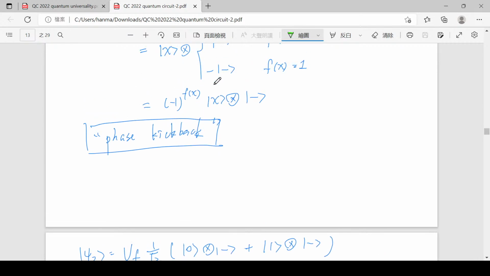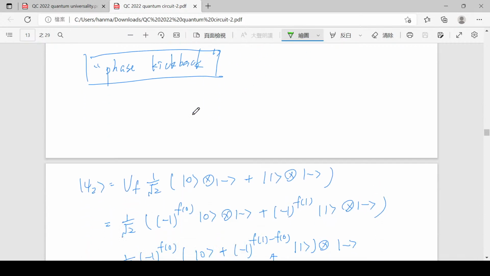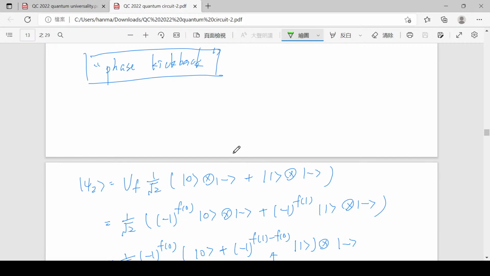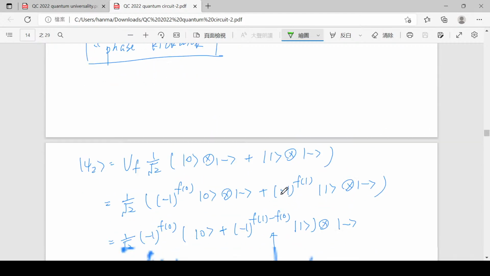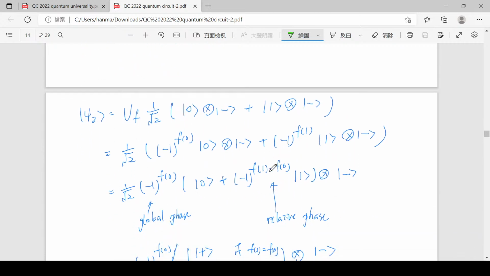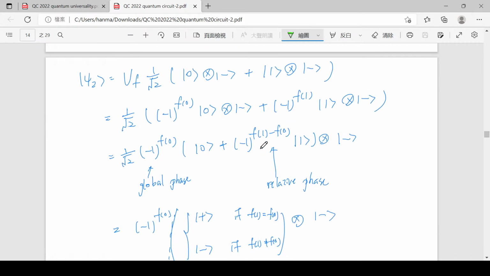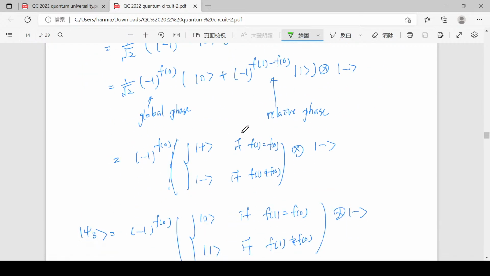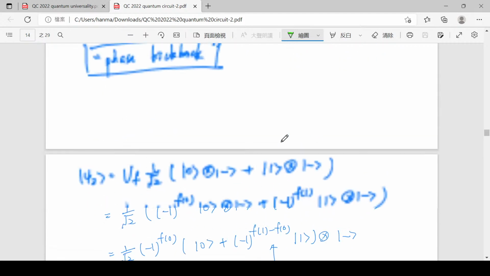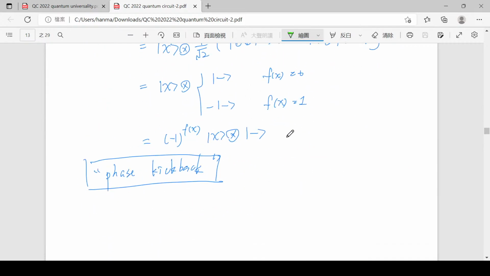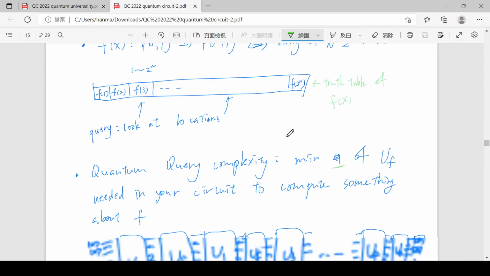And in this form, it signifies what happens if you put 0 plus 1 on your input register. Then the oracle will just make a distinction of whether f(0) equals f(1), because there will be a relative phase between the 0 input and the 1 input. So that's Deutsch's algorithm, and then we see several other algorithms.